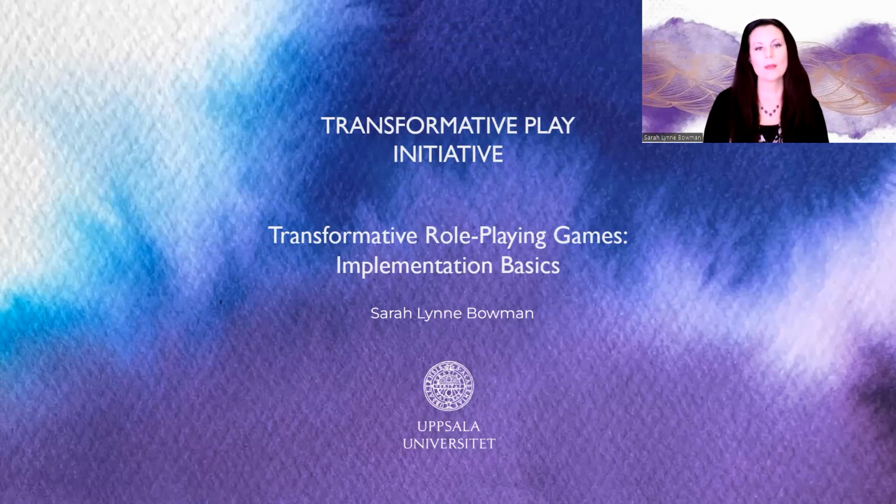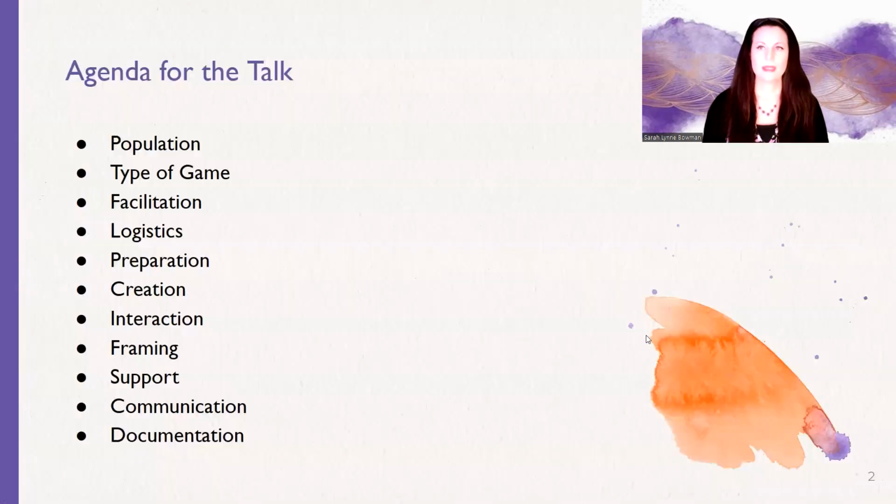And today we're going to talk about transformative role-playing games implementation basics. So today we're going to talk about the population, the type of game, the facilitation, logistics, preparation, creation, interaction, framing, support, communication, and documentation. Now, obviously, this is a lot of content and we're not going to be able to go into much depth, but hopefully this will provide an overview and a framework for you to think about when you're considering implementing games of any sort, role-playing games, but particularly games for transformative purposes.